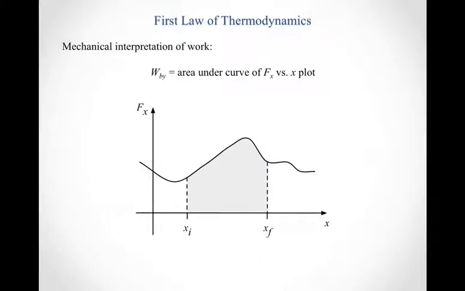So from our mechanical interpretation of work, we said that the work done by something is equal to the area under the curve in a force versus position plot. So if we think about this as just a one-dimensional work term, with the x component of the force on the vertical axis and the position in x on the horizontal axis, then as you go from some initial position to some final position, the work done by the force over that displacement is given by the area under the curve.